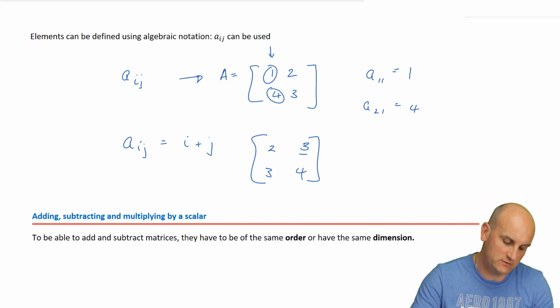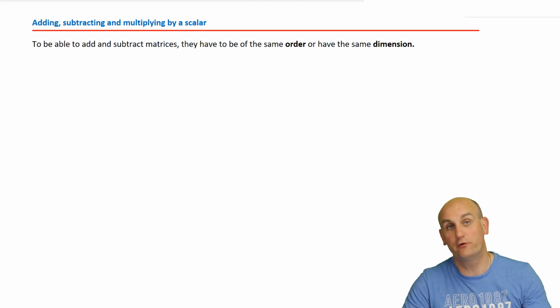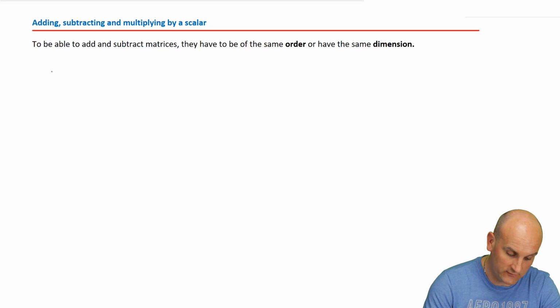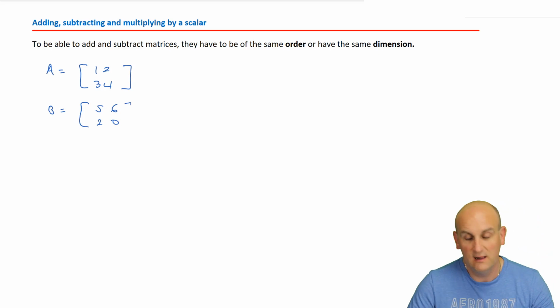Now, adding, subtracting, and multiplying by a scalar. Let's deal with adding matrices first. So easy. If I had the matrix A equal to 1, 2, 3, 4, and we have matrix B equal to 5, 6, 2 and 0. Let's just throw that one in there.